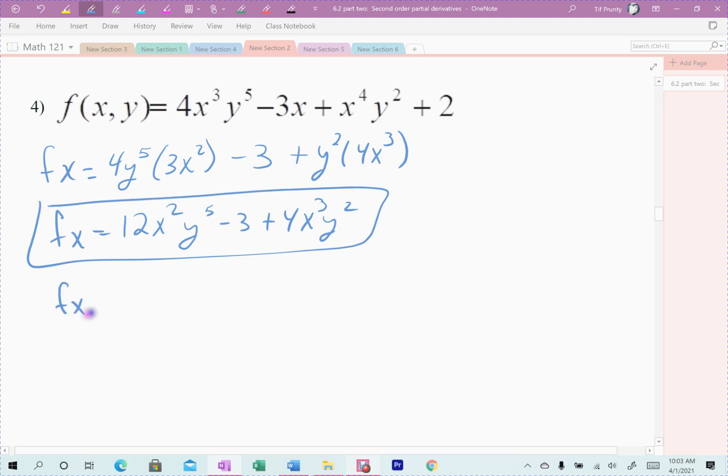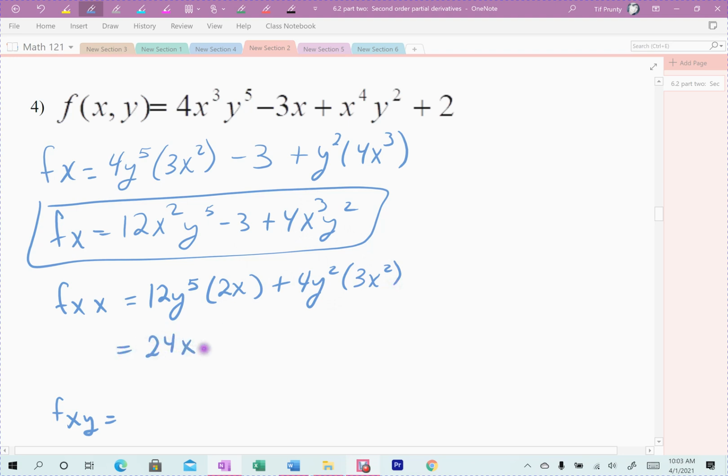Now I take its derivative twice. It's not y. xy. Alright, so take the derivative with respect to x. So again, the 12 comes along, the y to the fifth comes along, so 12y to the fifth. Take the derivative of x squared, which is 2x. 3 will zero out. The 4 and the y squared come along. I take the derivative of x cubed, which is 3x squared, and then I clean it up. I get 24x y to the fifth plus 12x squared y to the second. Alright, and so there's my second derivative with respect to x.